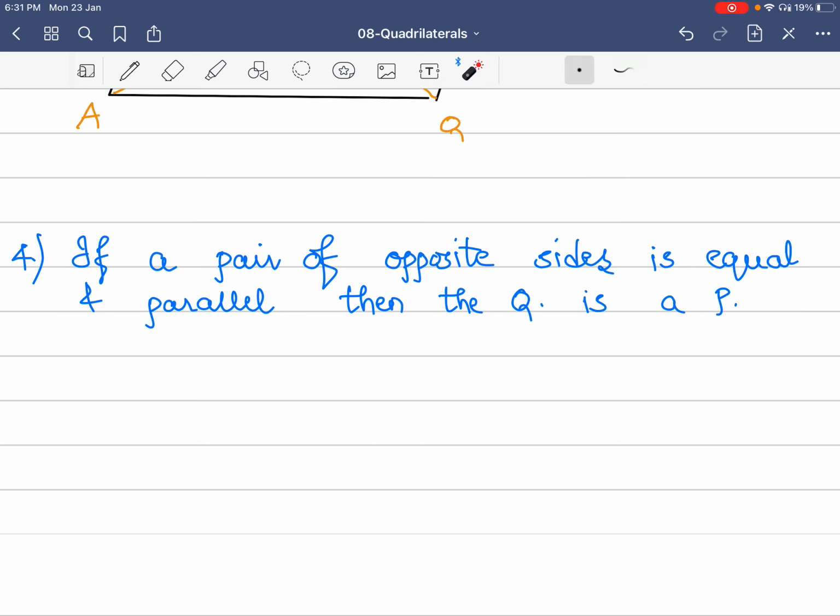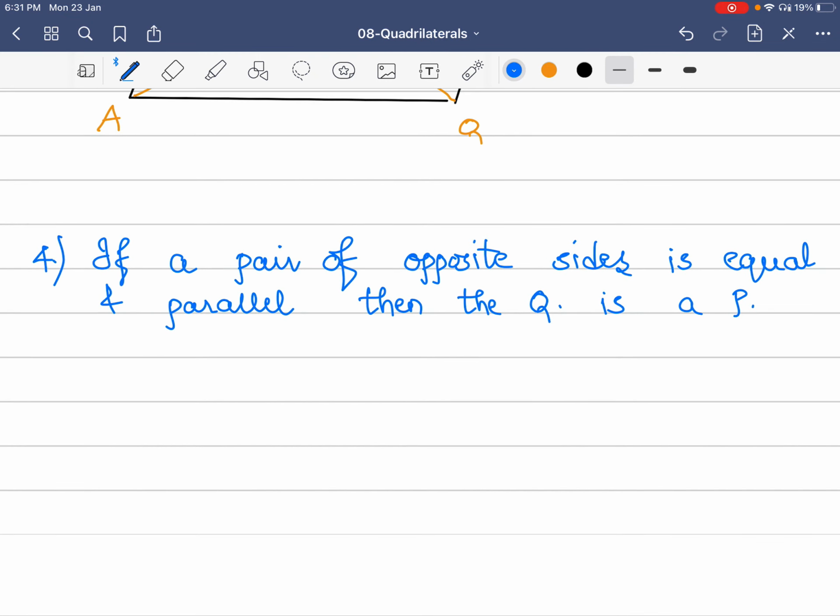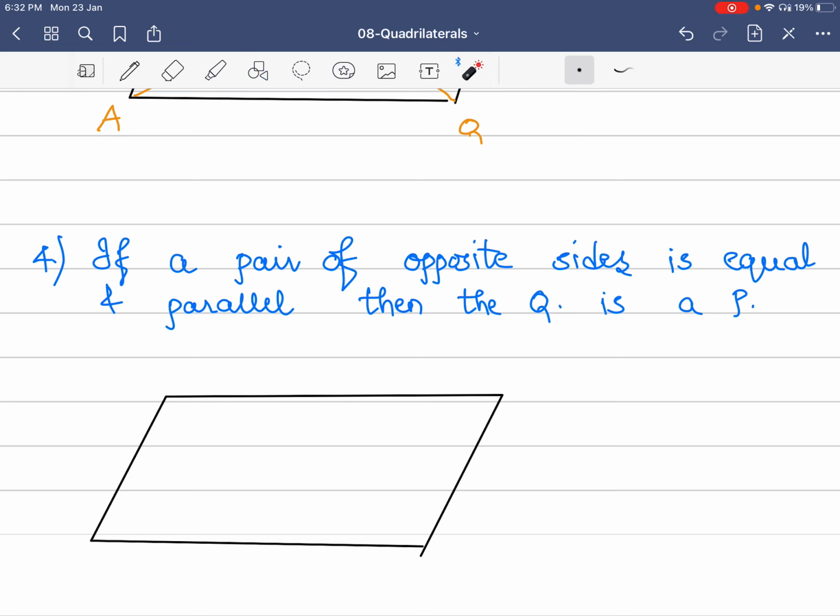The condition reads, if a pair of opposite sides is equal and parallel, then the quadrilateral is a parallelogram. Now what does this mean? Let's draw a new quadrilateral instead of reusing the old one. If a quadrilateral is given to you, and the condition is that the opposite sides are equal and parallel, that means this side is equal to this side and they are parallel to each other, and this side is equal to this side and they are also parallel to each other, then it is a parallelogram.